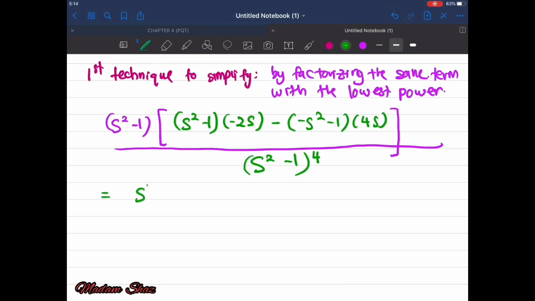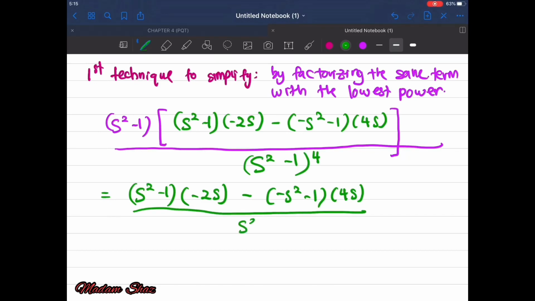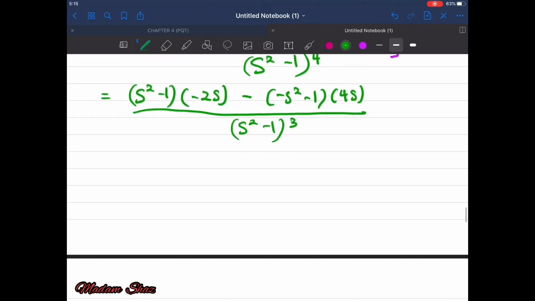Equal s square minus 1 multiply negative 2s minus negative s square minus 1 multiply 4s. Divide the whole thing with s square minus 1 the power of 3. Okay, so from here we can simplify more.